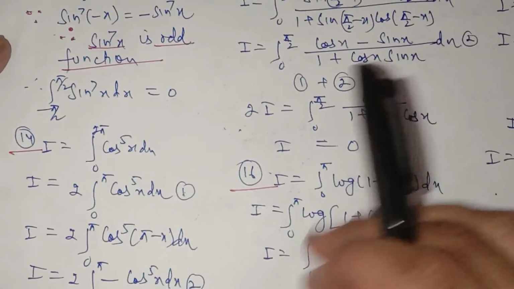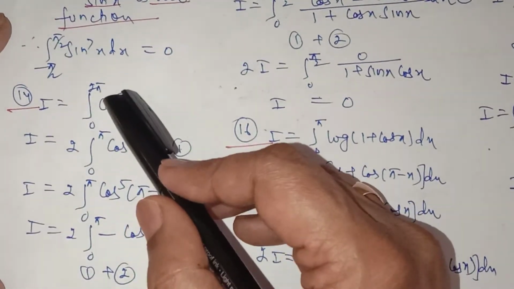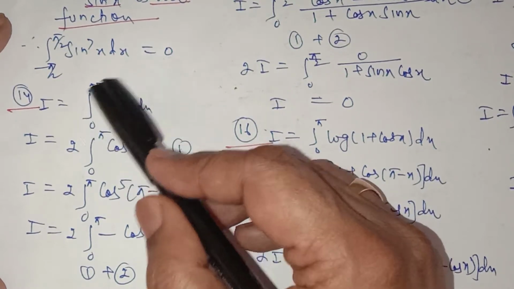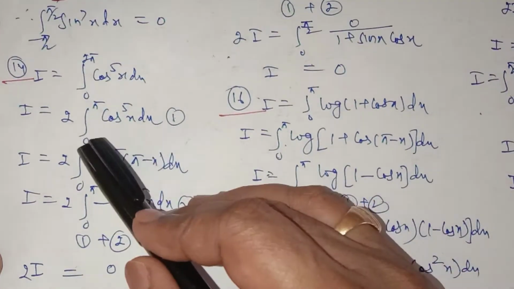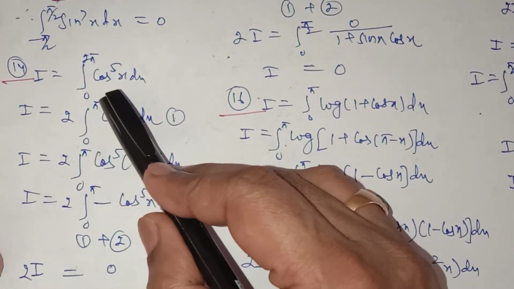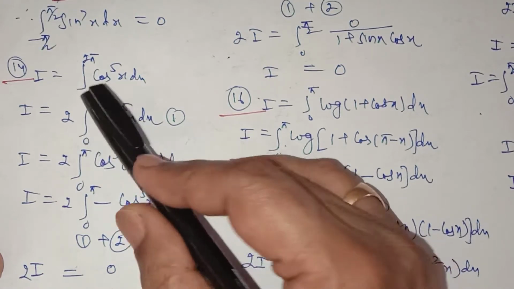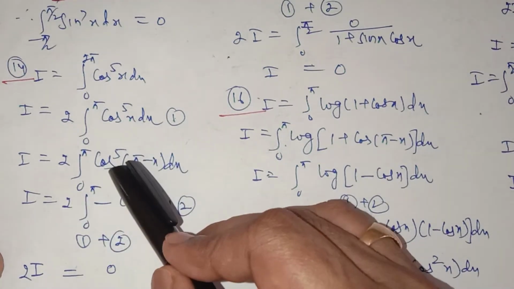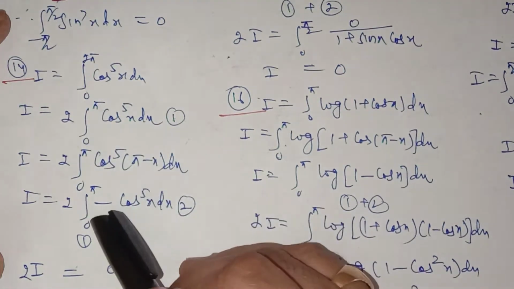Now in question number 14, it is the integral from 0 to pi of cos raised to power 5x. Now we can break the upper limit as 0 to 2 pi, so you can write 0 to pi into 2. Now if you use the property 0 to a, and in place of x you write pi minus x, it will be cos of 180 minus theta, which is minus cos theta, because we have an odd power here. Cos 180 minus theta is minus cos theta. If it is an even power, then it will be positive.